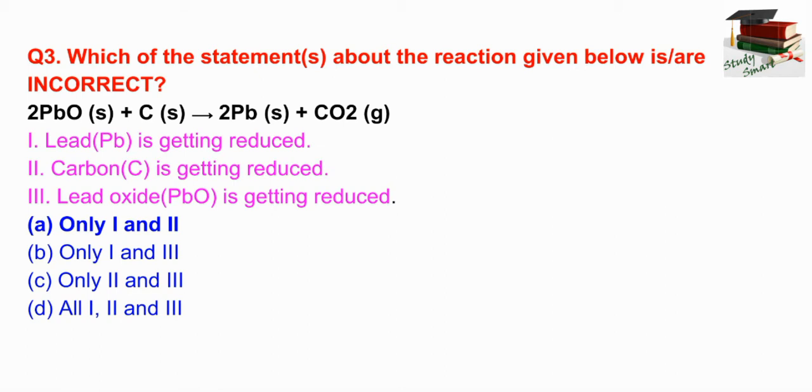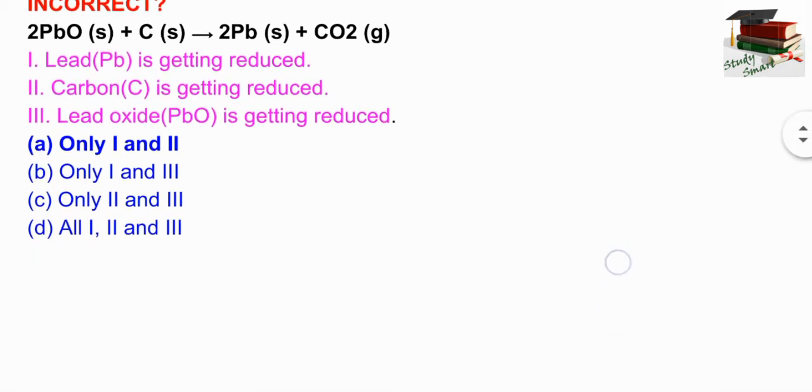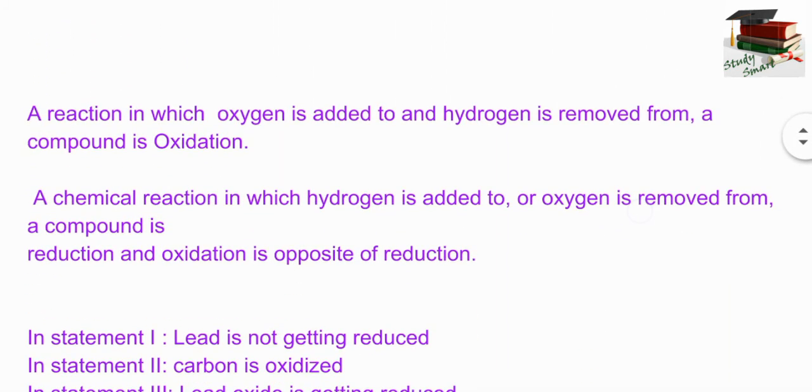First we see what is oxidation and reduction. A reaction in which oxygen is added to, or hydrogen is removed from, a compound is called oxidation. Similarly, a chemical reaction in which hydrogen is added to, or oxygen is removed from, a compound is reduction.